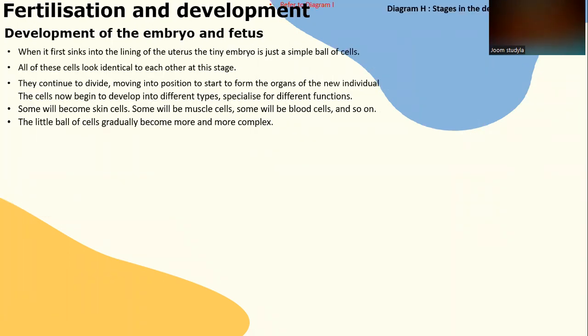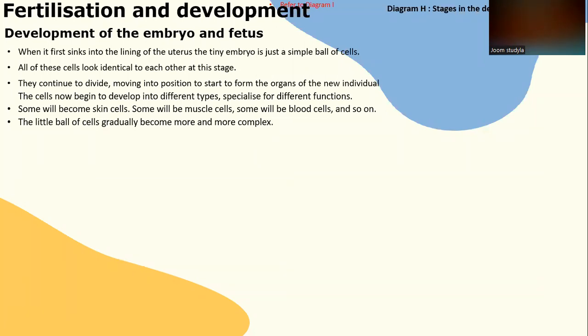Fertilization and development of the embryo and fetus. When it first sinks into the lining of the uterus, the tiny embryo is just a simple ball of cells. All of these cells look identical to each other at this stage. They continue to divide, moving into position to start to form the organs of the new individual.